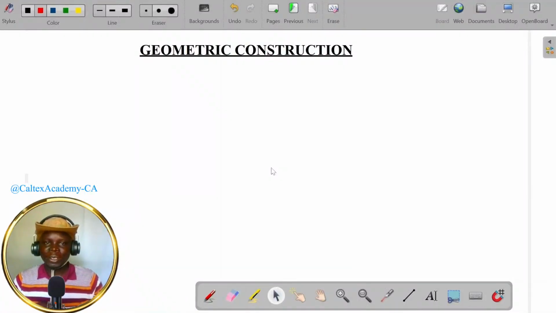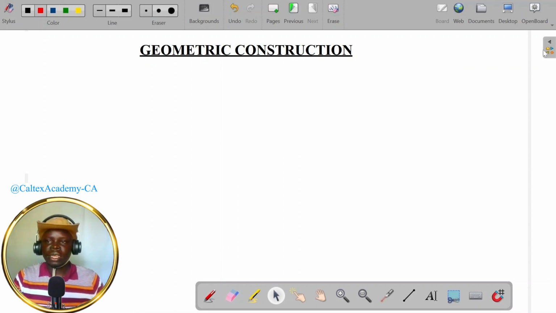Today on our board, we're going to look at geometric construction. This is an introductory video of construction. We're going to talk about a few things to get ourselves familiar with the instruments that we're going to use in our construction. We shall start step by step looking at a single angle. Then later on, we'll have combinations of the angles.